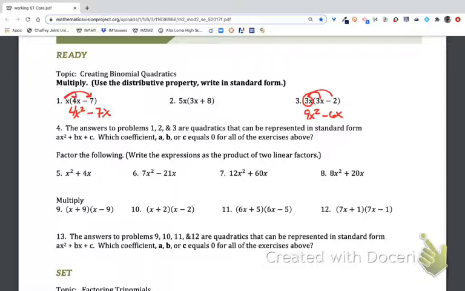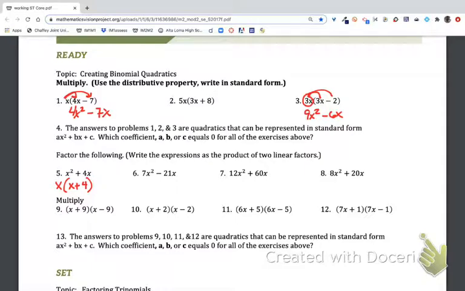For numbers 5 through 8, you are factoring each. So figuring out what can you pull from each term. I know that they have an x in common, so if I divide out an x, you would end up seeing that we'd have an x and a plus 4. Okay. And a good way to check that is to distribute it back in and see, how am I doing? Does it work?